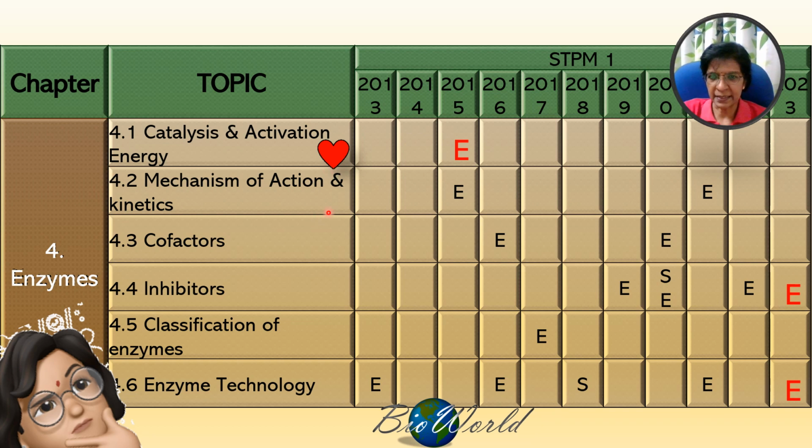Mechanism of action kinetics, I find it was tested in 2021, so not very likely to be repeated yet. But classification of enzyme, you see, another one that hasn't been tested in a long time, so high probability. What do you think will be the other topic? The other one has to be cofactors. Okay, because mechanism of action was 2021, and like I said, inhibitor and enzyme technology already tested last year, leaving us with these 3 subtopics. So I've halved chapter 4 for you.